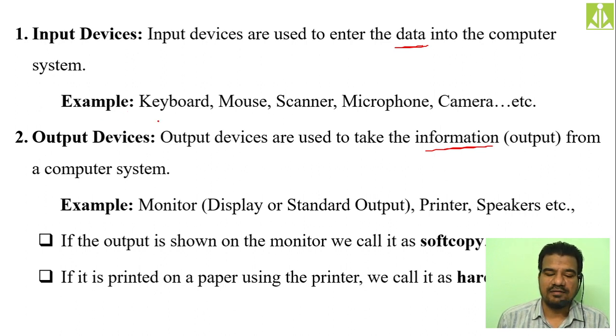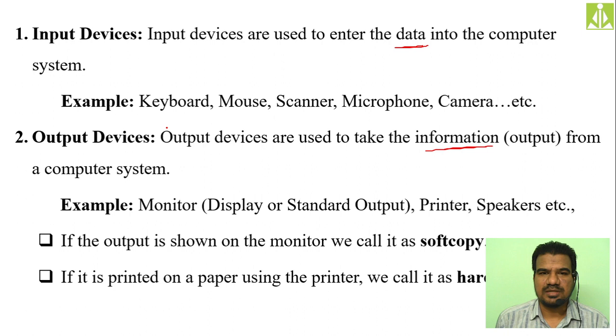So all these are output device examples. And when we are talking about this printer and monitor, we need to focus on one more thing, that is soft copy and hard copy. So what is soft copy, what is hard copy? We need to have the clarity over here. So if you have a PDF document inside the computer, we call it a soft copy.